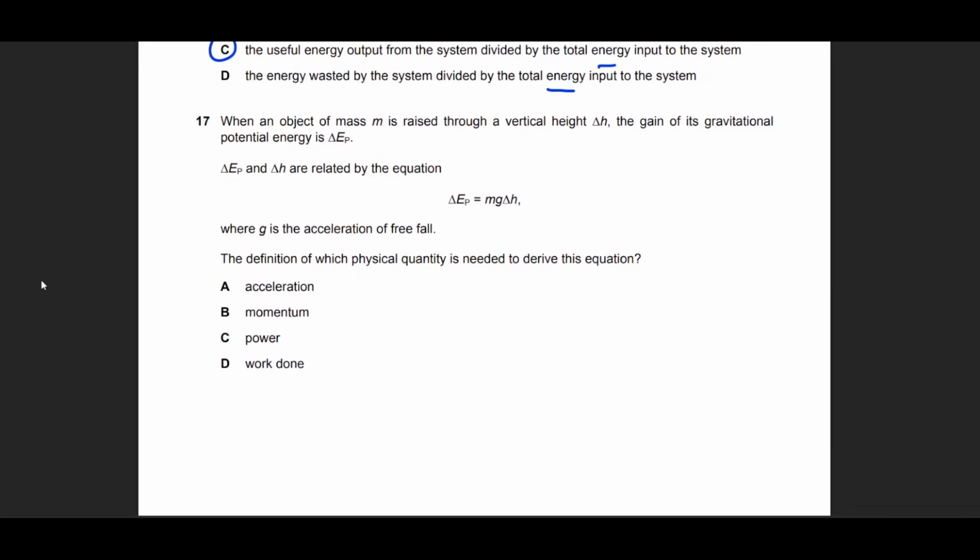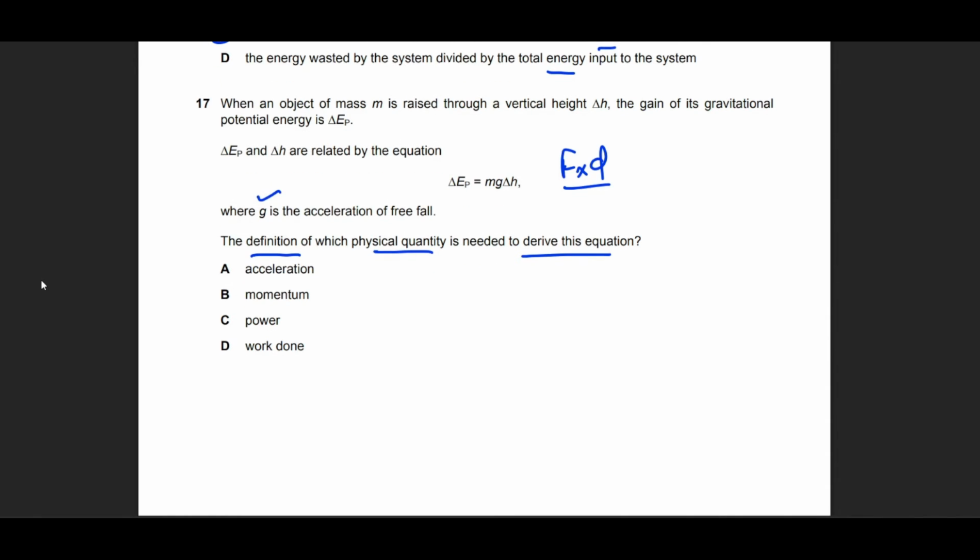17 is also a very straightforward question. He says, which is the definition of the physical quantity needed to derive this equation? How do you get mgh? So we start with F times D, work done to move a certain distance, or to move from one point to another point in the same direction. So keeping that in mind, a very simple and straightforward situation in this would be, we know what G is. So the starting point, acceleration, no, that's not required. Momentum is not required. Power is not required. Work done is, because as mentioned, work done is the starting point of this equation, how we get to this.